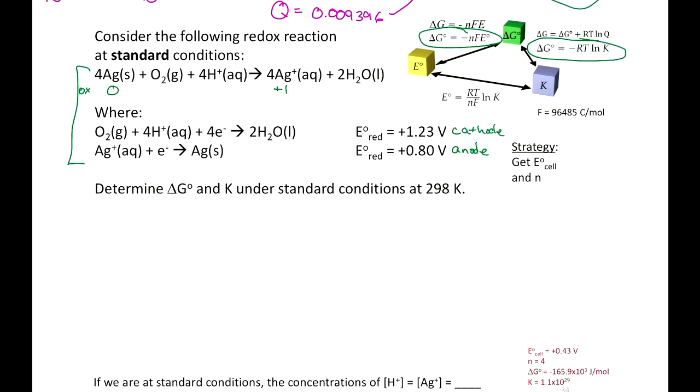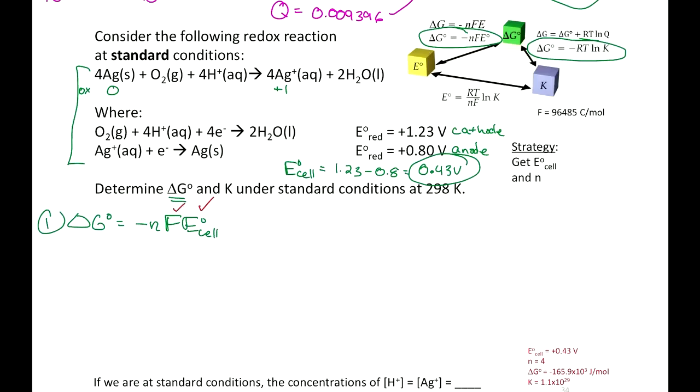So if you calculate the standard cell potential, cathode minus anode, it is 1.23 minus 0.8. So we get something like 0.43 volts. So at standard conditions, this reaction is spontaneous because it has a positive cell potential. And so let's calculate delta G and K using this value we just got. The equation that we're going to use first to calculate delta G is delta G equals negative nFE, the E that we just calculated, right? So we know E cell, we just got that. F is a constant, we just need to get n.